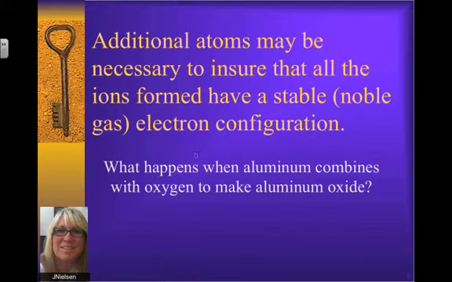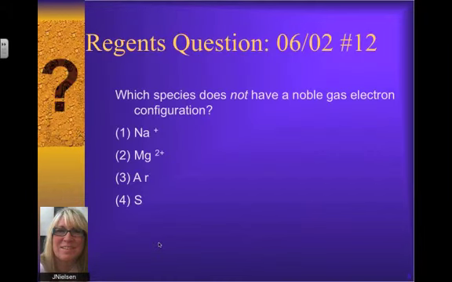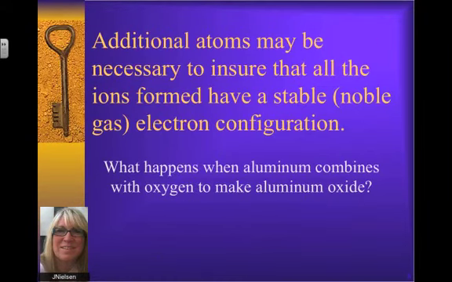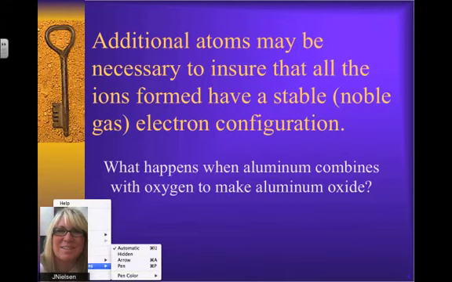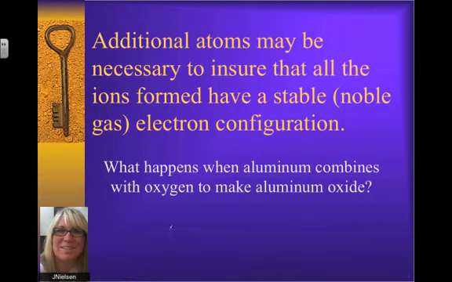So let's look at what happens when aluminum combines with oxygen to make aluminum oxide. Well, you know aluminum's +3 and you know oxygen is -2. You are going to get Al2O3. So we have Al with a +3 charge, which means it wants to give up 3 electrons. And you have oxygen with a -2 charge. It wants to gain 2. So what happens is, when these drop and cross, this comes here, and this comes here, it gives you Al2O3.